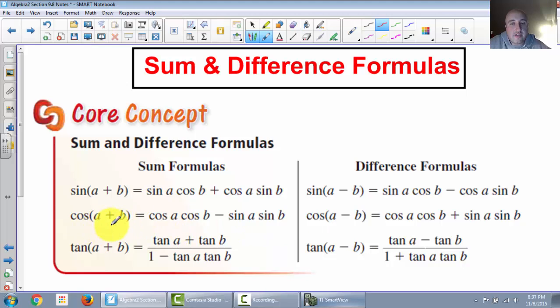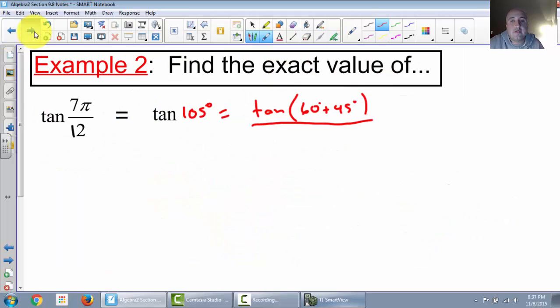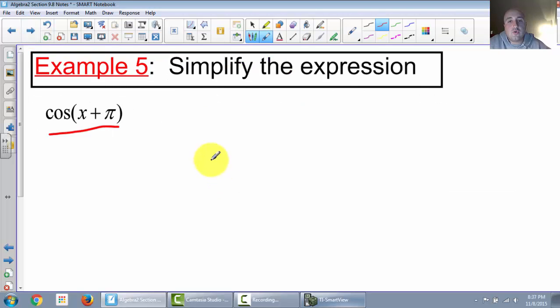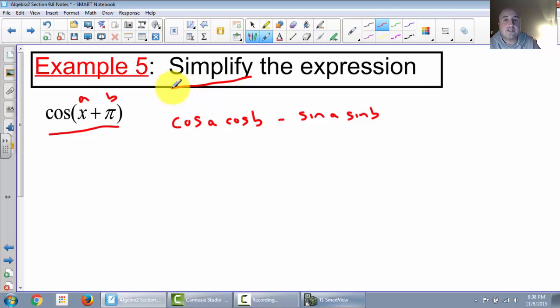It's the cosine of A plus B. So cosine A cosine B minus sine A sine B. Okay, so remember, how do we do this? Here's our A, here's our B. And what we're doing here is we're simplifying, so we're going to see what that means in a second. All right, so what is my A?